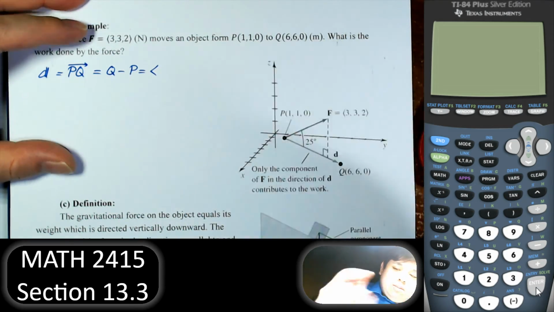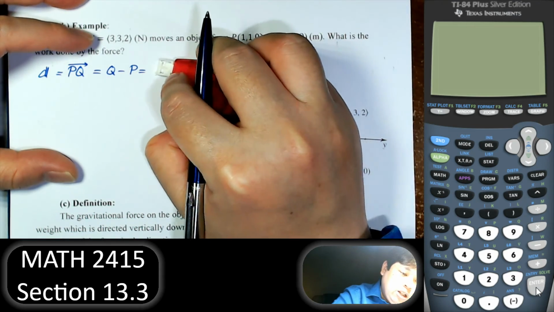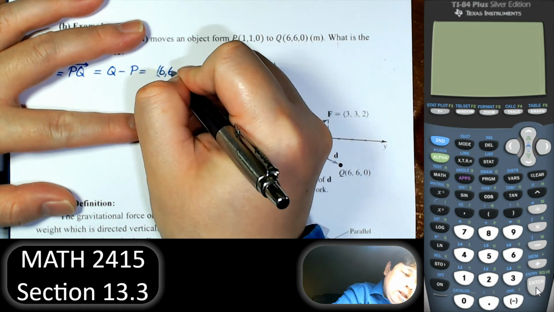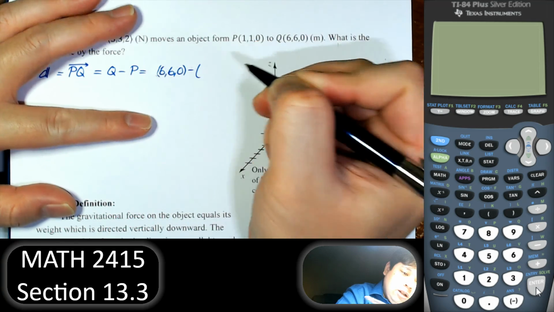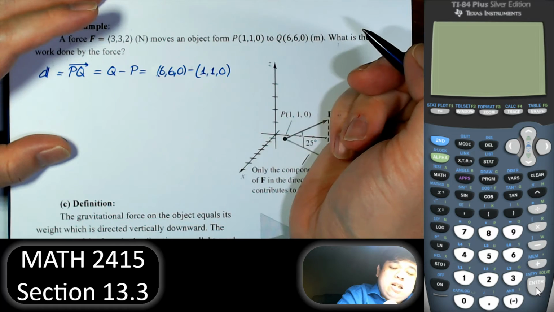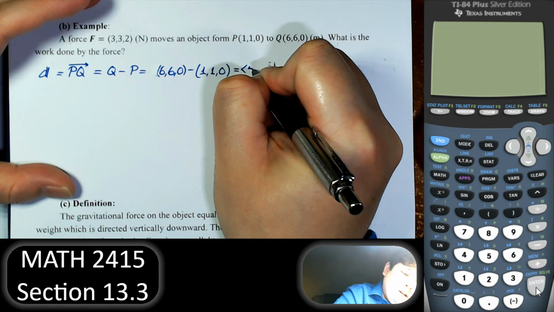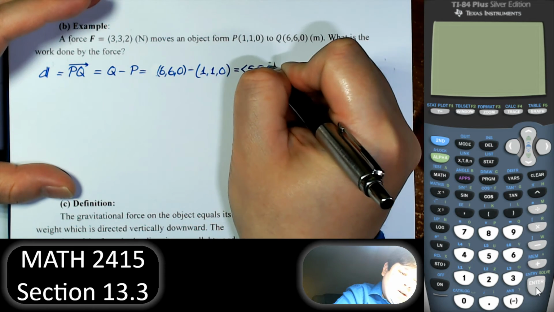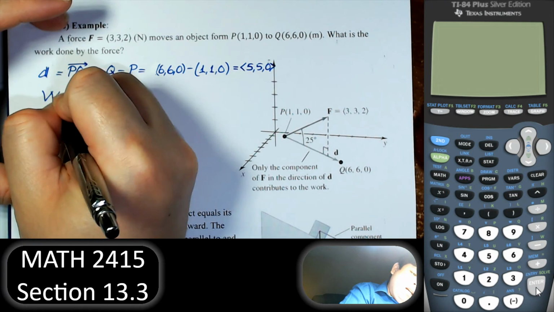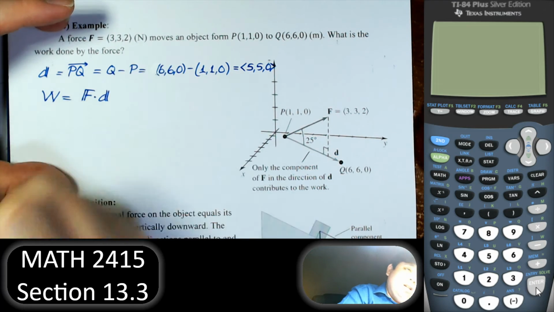Right, Q is 6. Like I said, the notation can be relaxed. But if we use a point, use parentheses. 6, 6, 0, minus 1, 1, 0. That's easy. 5, 5, and 0, right? But we're going to put that in the vector notation: 5, 5, and 0. And now the work done is just the dot product of the force with the vector.